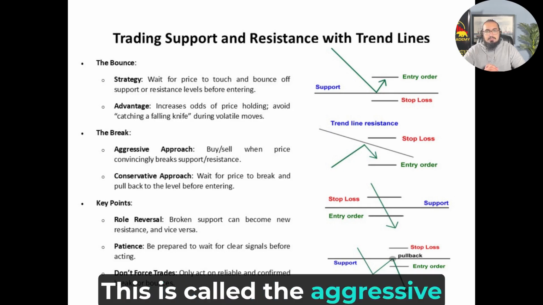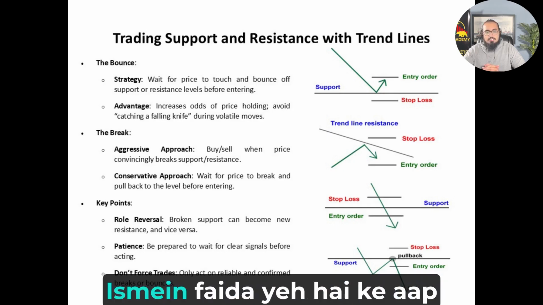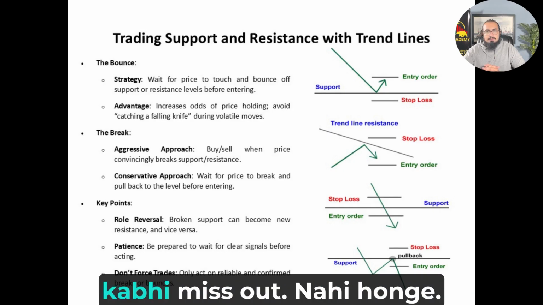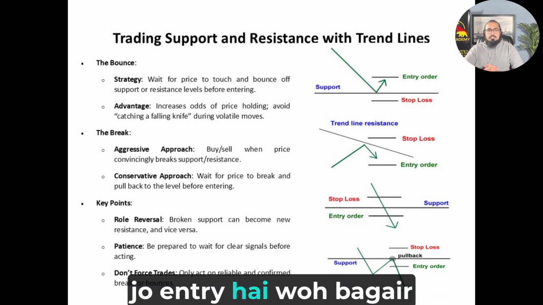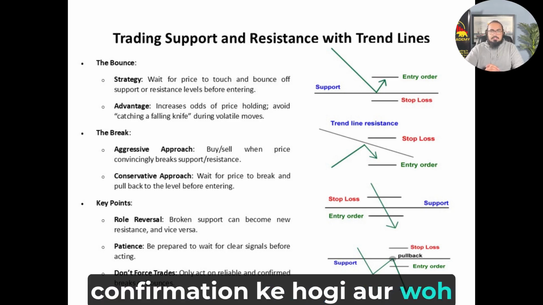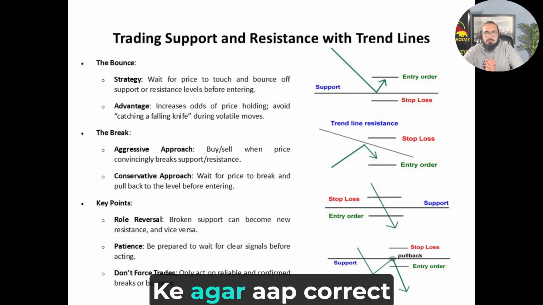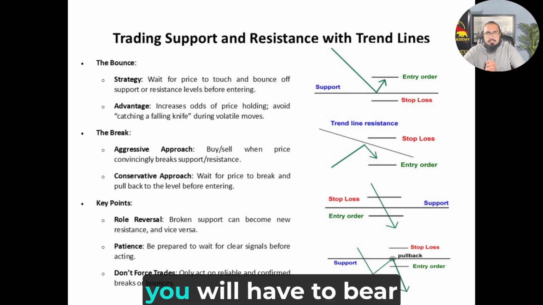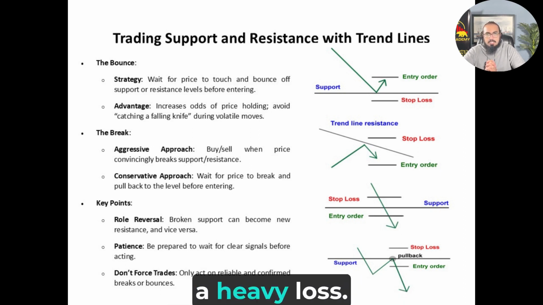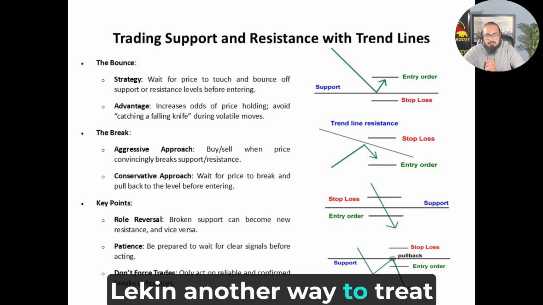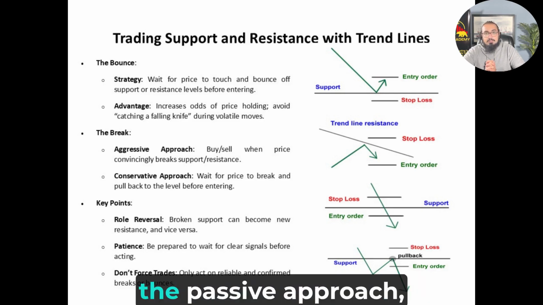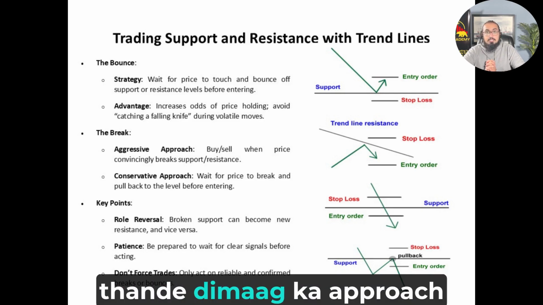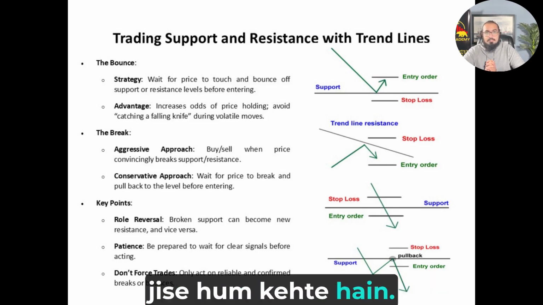This is called aggressive. Now, what is its advantage? The advantage is that you will never miss out. The disadvantage is that your entry will be without confirmation and it will be at a high price. So if you are not correct, you have to bear a heavy loss. But another way to trade the break strategy is the conservative approach, the passive approach, which we call the cool-headed approach.